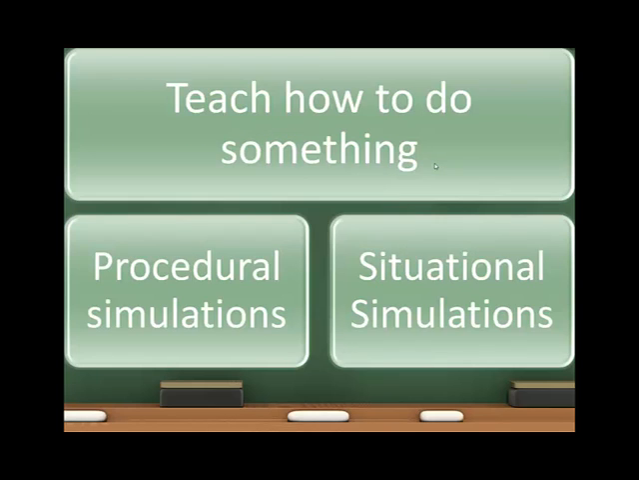The next type of simulations are simulations that teach how to do something. These simulations are grouped as procedural or situational. Procedural simulations teach the necessary steps to be able to perform certain procedures. These are things like, how would you wire a house for an electrician while they're in training so that they don't actually have to touch the wires and possibly hurt themselves or someone else? Or a mechanic being walked through the process of taking apart a motor and putting it back together again. These would be procedural simulations. There's a routine and a step, and it all teaches them how to do a certain procedure.